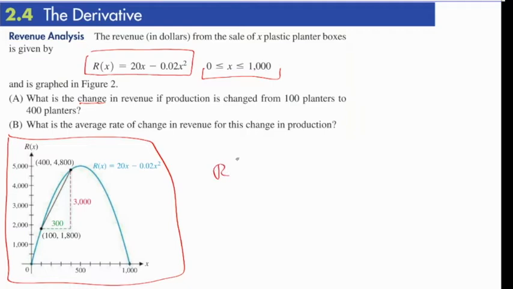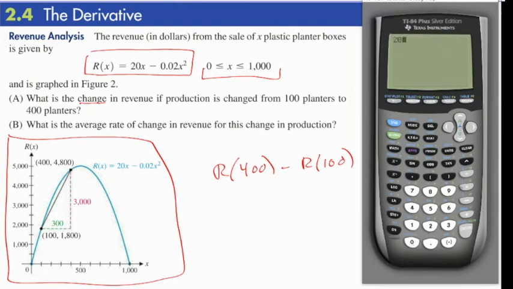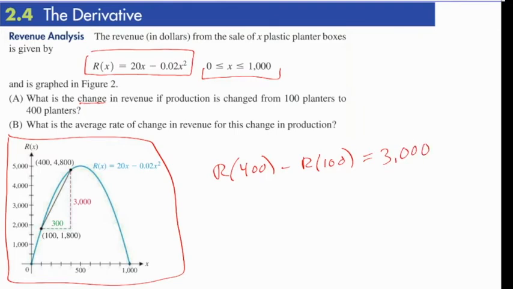Okay, so that means we want to take R of 400 and subtract R of 100, and that's how you calculate the change in revenue from 100 to 400 planters. So R of 400 would be 20 times 400 minus 0.02 times 400 squared. And then we can find R of 100. And if we subtract those two, we get 3,000. So it'd be a change in revenue of $3,000.